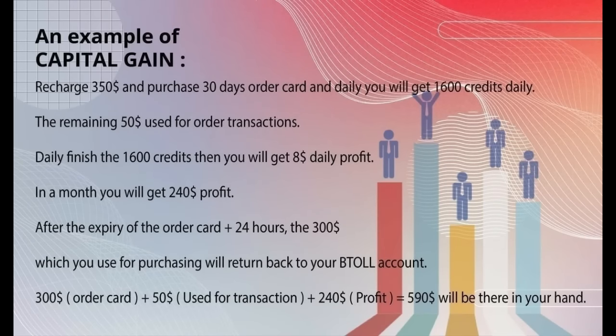This is an example of capital gain. Recharge $250 and purchase a 30 day order card, and daily you will get 1,600 credits. The remaining $50 is used for other transactions. Finish the 1,600 credits daily, then you will get $8 daily profit. In a month you will get $240 profit. After the expiry of the order card plus 24 hours, the $300 which you used for purchasing will return to your BTOLL account. $300 order card plus $50 used for transactions plus $240 profit is equal to $590 that will be in your hand.